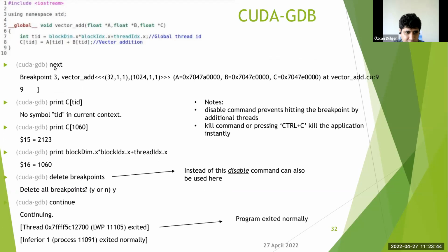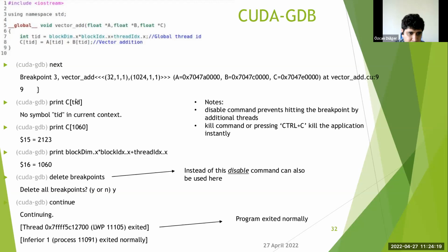When we enter next again, line 8 is executed. Now we are waiting at this third breakpoint, which is line 9. When we print TID, we will get this error in line 9 because TID is destroyed. It is a register value inside the kernel. So TID is destroyed.